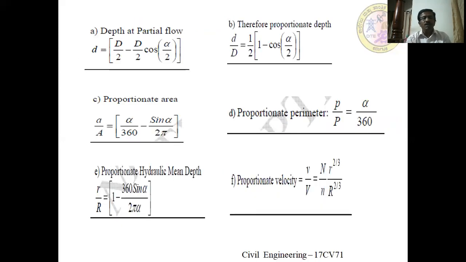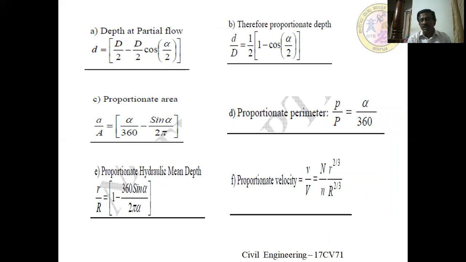So this one is the proportionate depth, d by D equals 1 by 2 into 1 minus cos alpha by 2, or theta by 2. Similarly, we may get the proportionate area. Small a stands for the wetted cross-sectional area for partial flow, and capital A stands for the wetted cross-section for running full condition. Substituting, we finally find the value of a by A equals alpha by 360 minus sin alpha by 2 pi, where alpha equals theta.